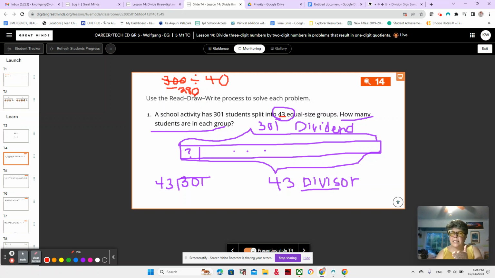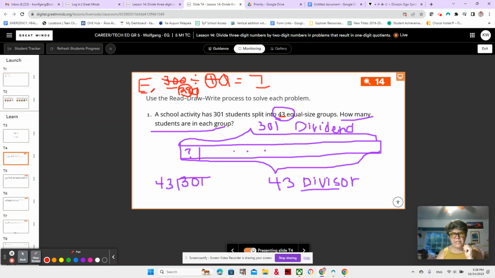And why did I pick that? I picked that because I know about my fact family, right? 280 and 40, because 28 divided by 4 is 7, right? And the 2 zeros cross each other out. Does that make sense? So then I have 7 groups. That's my estimate, right? That's my E.